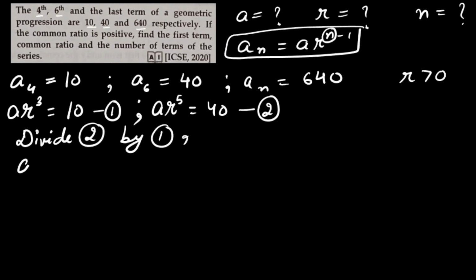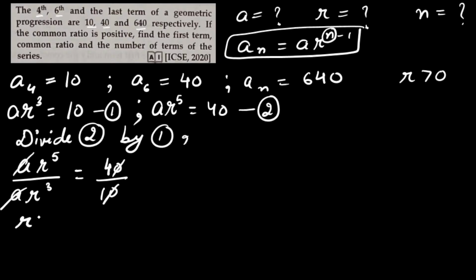So the second equation is a into r to the power 5. The left hand side of the equation will get divided by the left hand side, and the right hand side by the right hand side. So 40 divided by 10. a and a will get cancelled. r and r will get cancelled. Here r to the power 5.